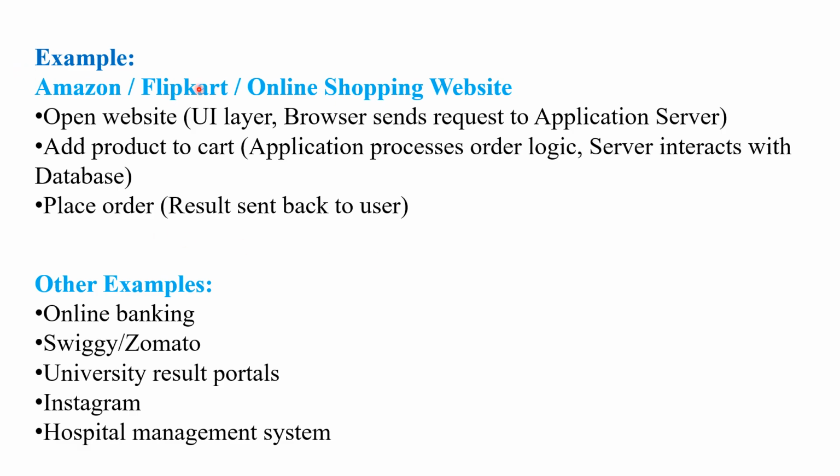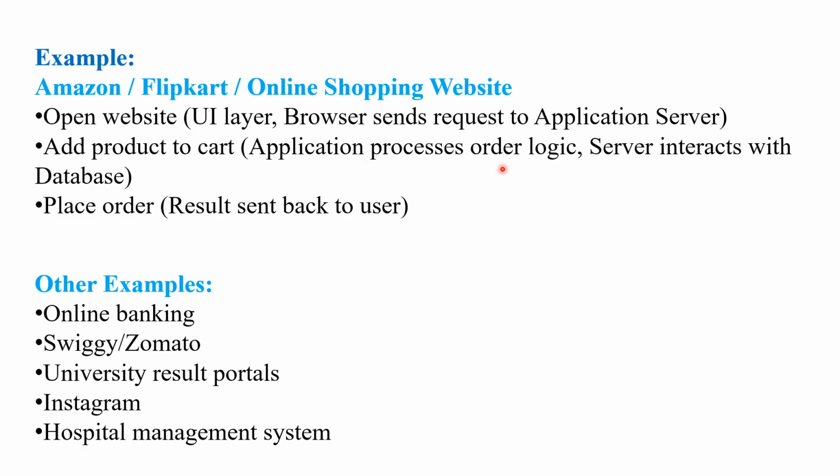Now, the example for the three-tier architecture is online shopping websites like Amazon, Flipkart, etc. So how can it be a three-tier architecture? First, we open our website, like Amazon or Flipkart, that is the user interface. Then we send the request to the application server, that is adding a product to the cart. We check the checklist and select a product, and here the application layer comes into participation.